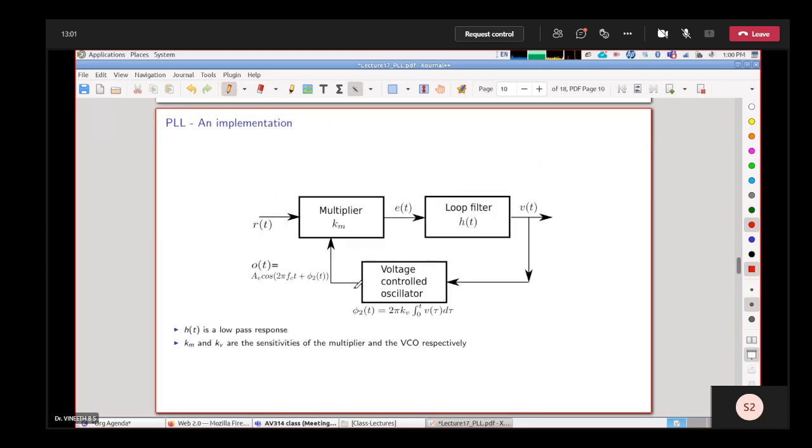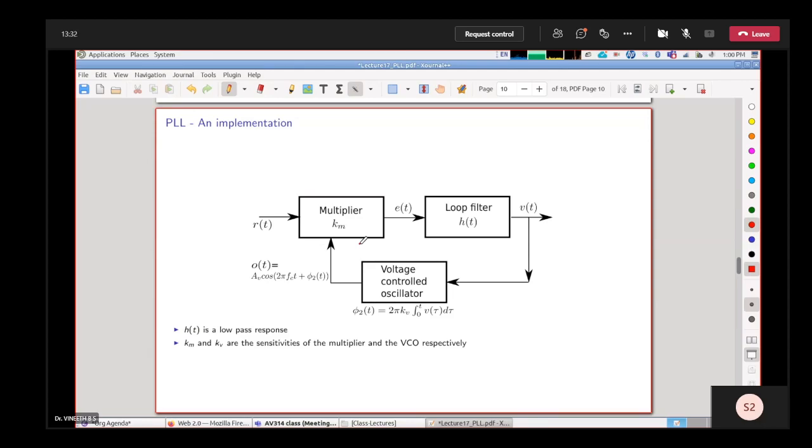So now, to get an introductory idea into PLLs, let us think about how the phase comparator, the loop filter and all those things are modeled. We think about the loop filter as an LTI filter with impulse response h of t, and it will be a low pass filter response.